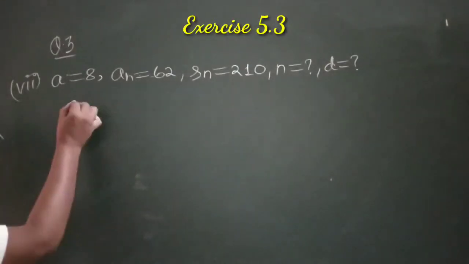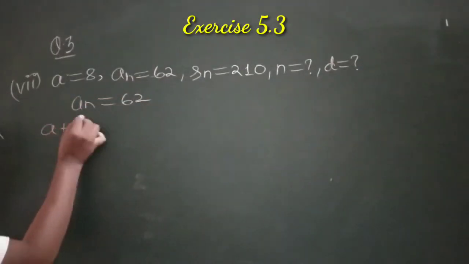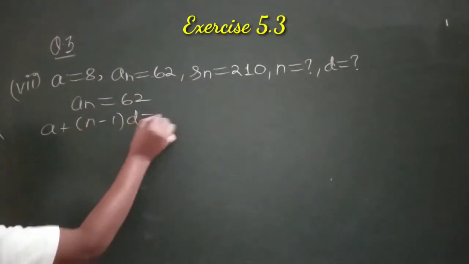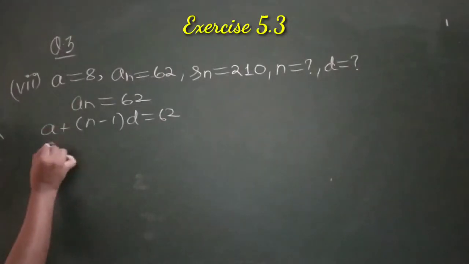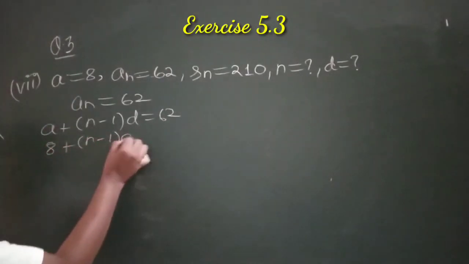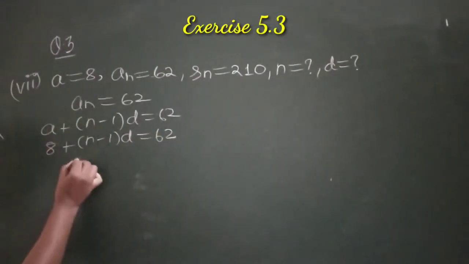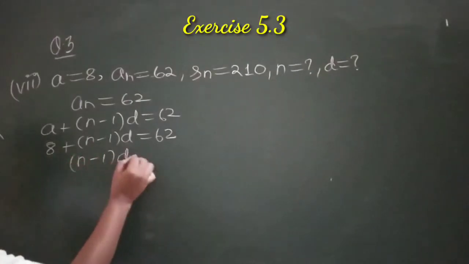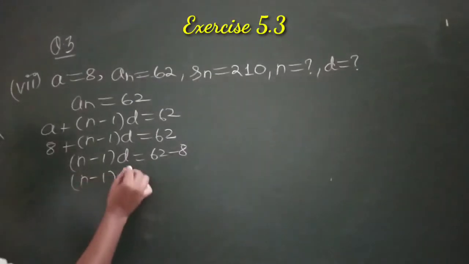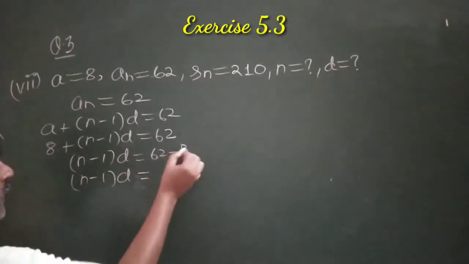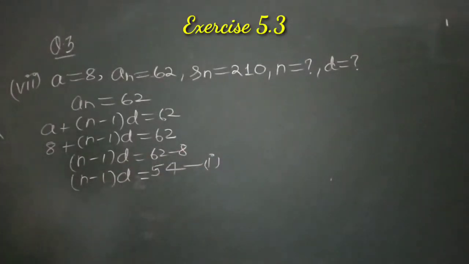See, one by one. an equals 62 means a plus (n minus 1)d equals 62. Do we have the value of a? Yes, 8 plus (n minus 1)d equals 62. So transpose 8 to the right hand side. (n minus 1)d equals 62 minus 8, which is 54. Okay. Now take this formula of Sn.